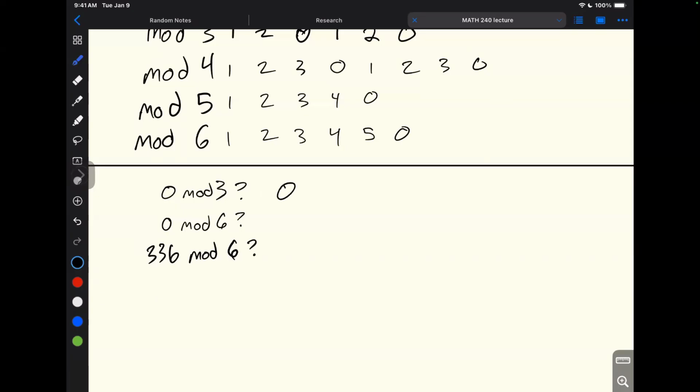0. We divide 3 into 0 times with remainder 0. And so similarly for that. And what's 336 mod 6? 0. Why? It's 0. Exactly. 336 is a multiple of 6. Therefore, we've reset the clock and we're now at 0 again.